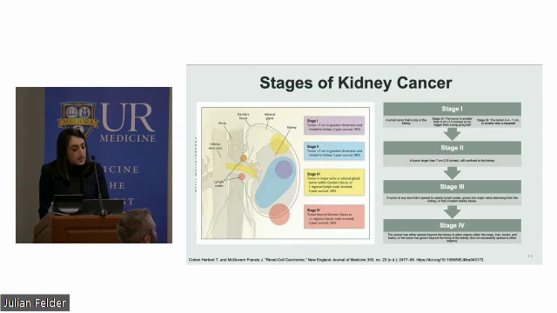When it's a stage 3, that's usually when we have it go into the major veins. And oftentimes, a stage 3 can also include lymph node involvement. And stage 4 is usually when it's spread to the surrounding Gerota's fascia around the kidney and then other areas of the body.